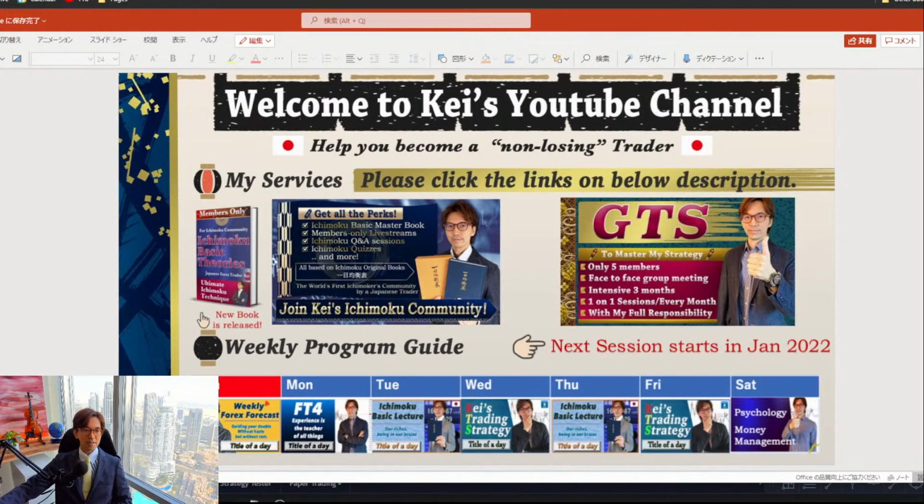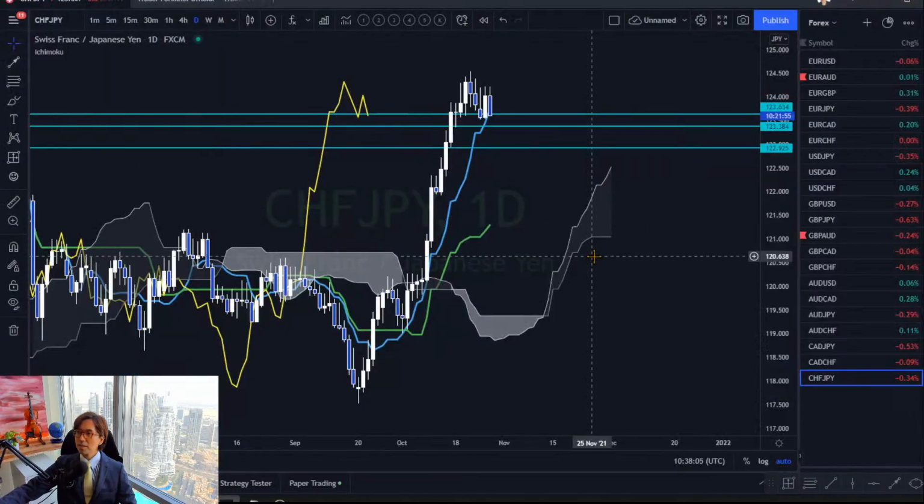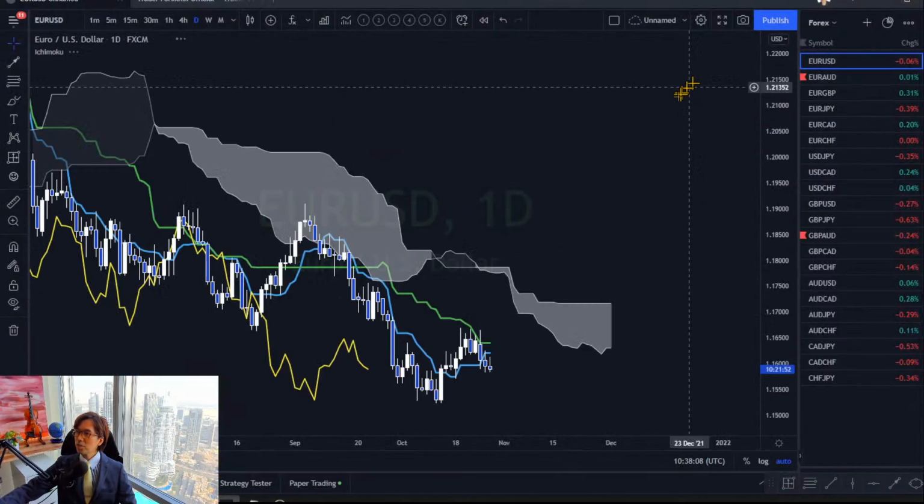Yeah, so today, since I have things to do at nighttime, I decided to do the live stream a bit earlier and talk about the Fibonacci retracement today. So let me turn to the charts. So let me start from Euro USD.